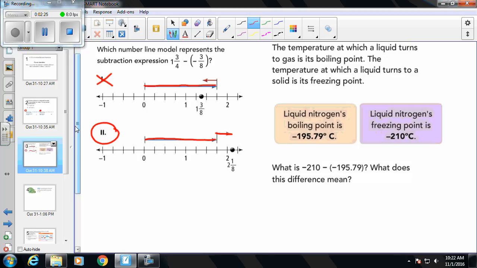The temperature at which a liquid turns to gas is its boiling point. The temperature at which a liquid turns to solid is its freezing point. So here is liquid nitrogen's boiling point, and here's its freezing point. What is negative 210 minus negative 195.79, and what does this difference mean? So I have to remember, stop, add the opposite.